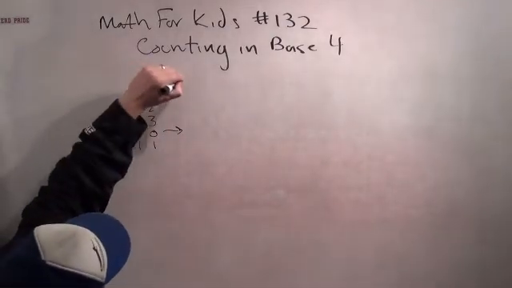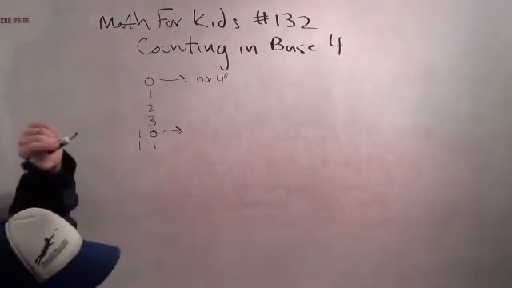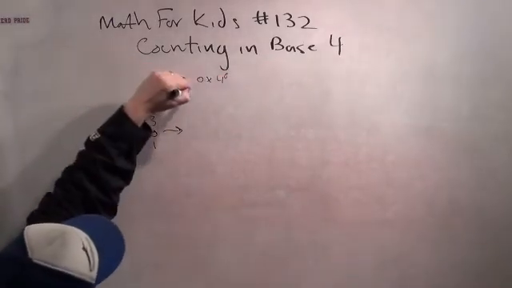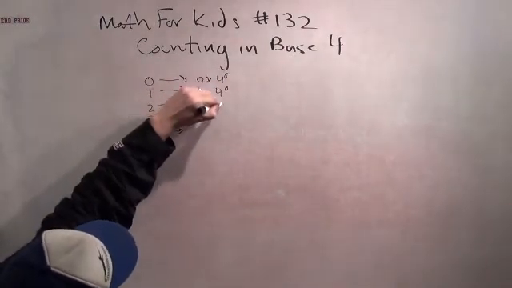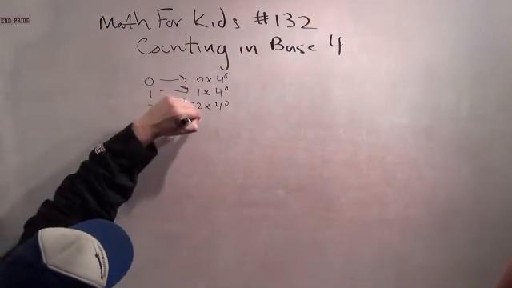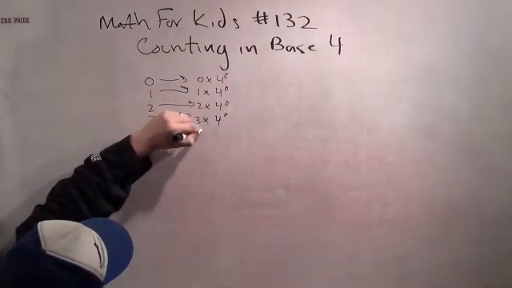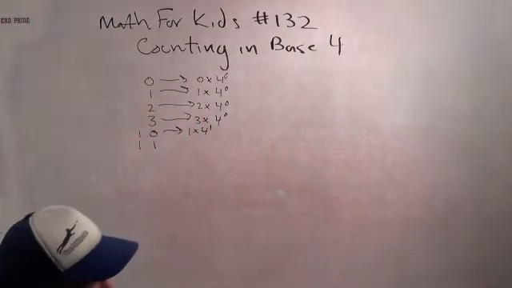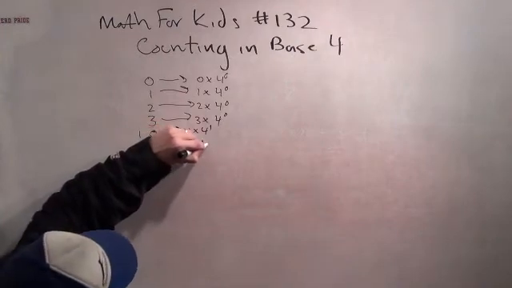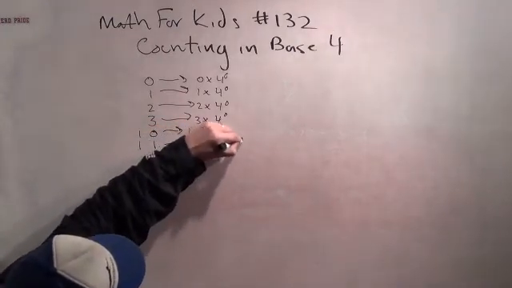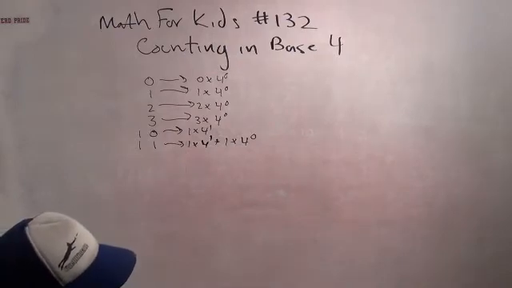Let's go from the beginning. This is 0 times 4 to the 0. What is 4 to the 0? It's 1. This is 1 times 4 to the 0, 2 times 4 to the 0, 3 times 4 to the 0. This is 1 times 4 to the 1. This is 1 times 4 to the 1 plus 1 times 4 to the 0. So that number we would normally call 5.